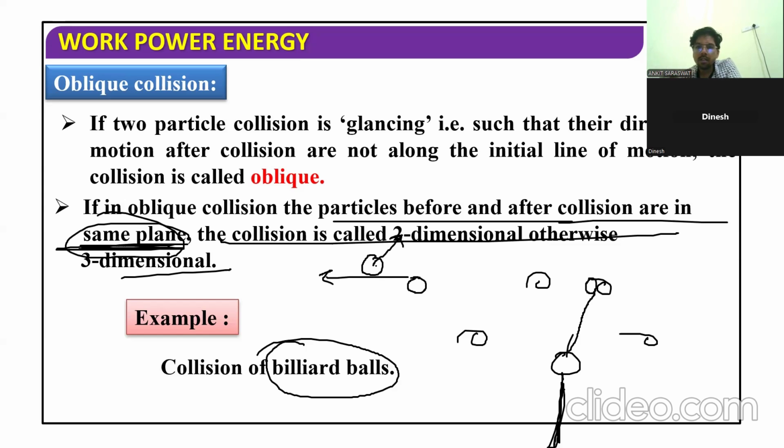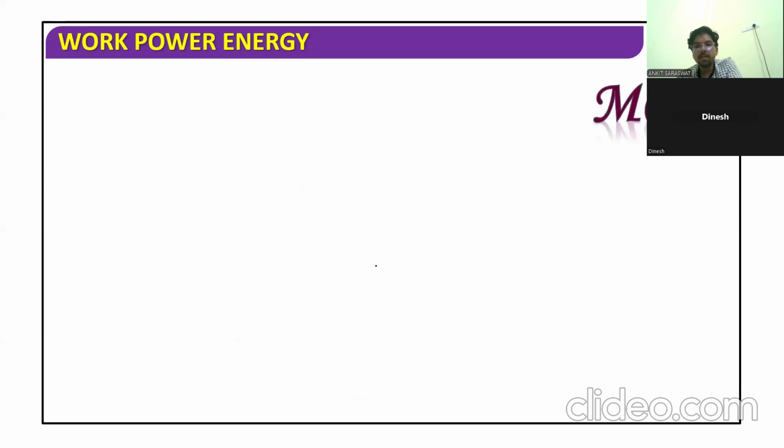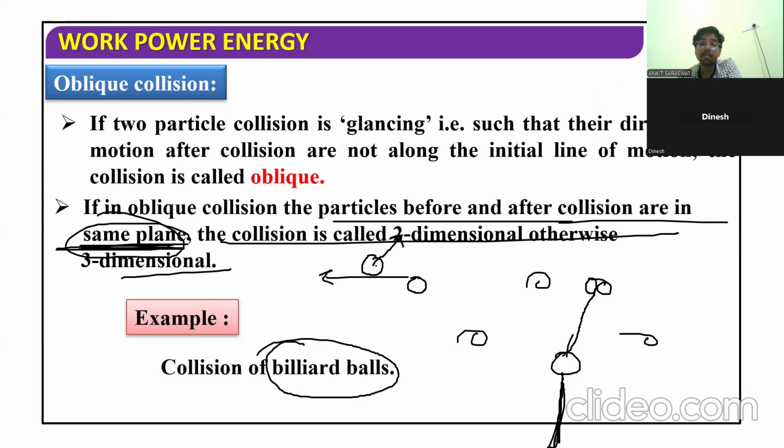So there, the initial line of motion, whatever it is, such that their directions of motion after collision are not along the initial direction of motion. Oblique means a certain angle. But it should be in the same plane. When you are playing billiard balls, all the balls are in the same plane. That is oblique collision.